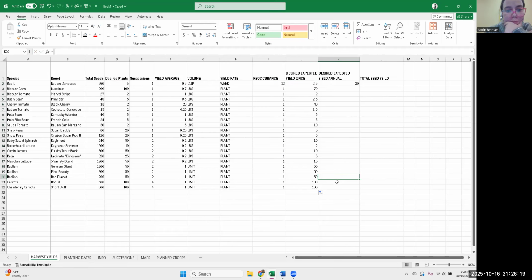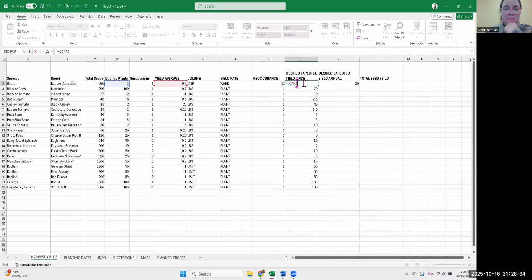Now, a lot of these are in pounds, some of these are in units, and I can desired yield annual.